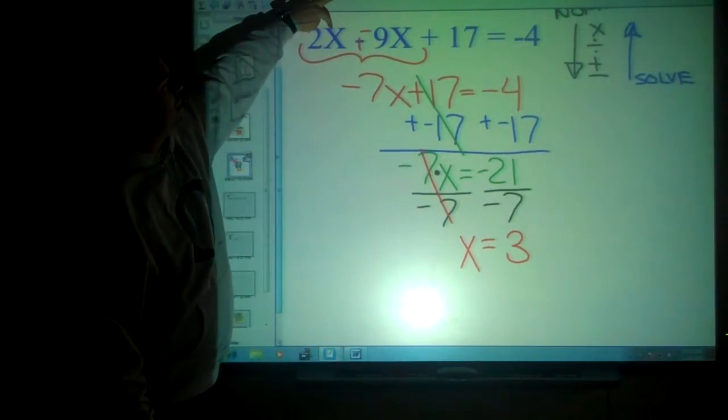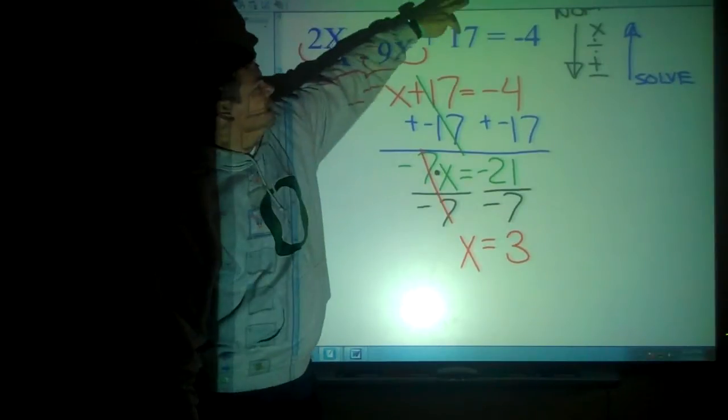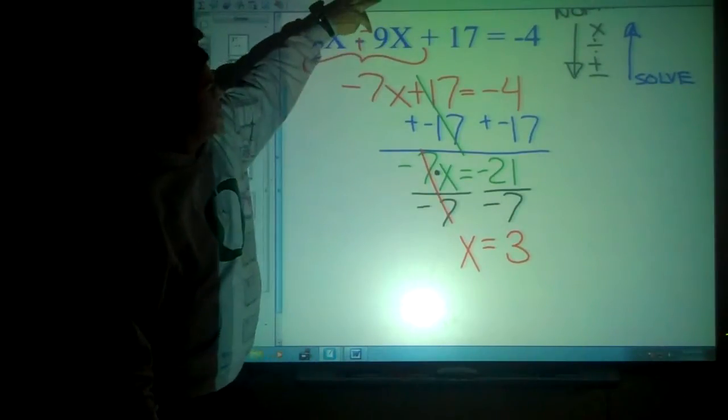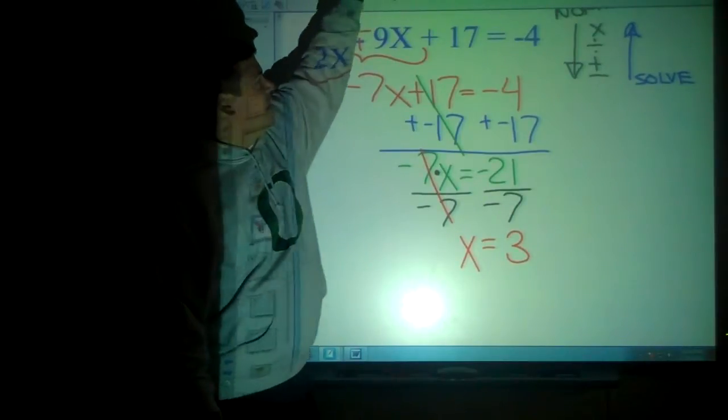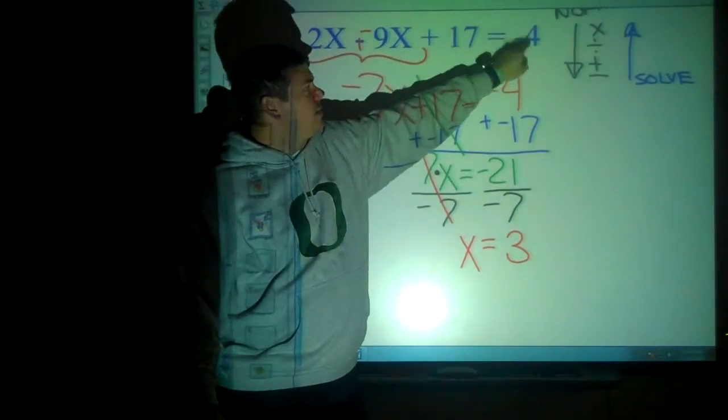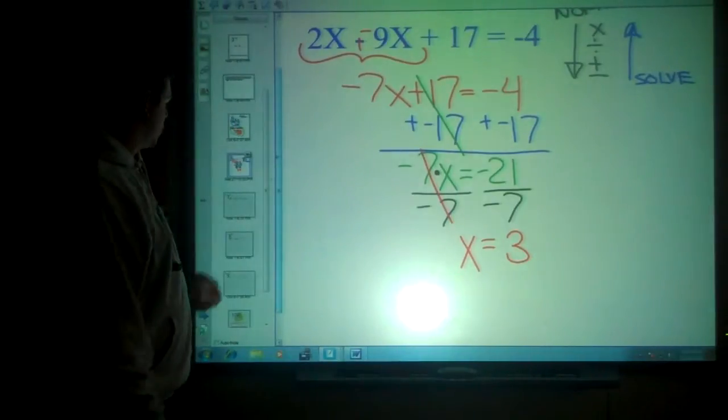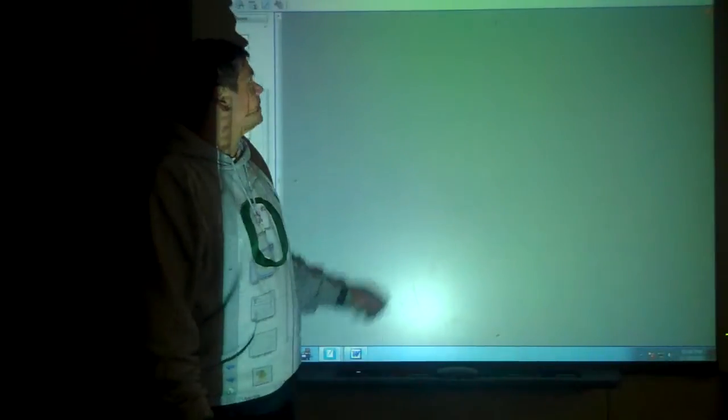What's 2 times 3? 2 times 3 is 6. What's 6 plus 17? That's 23. Negative 9 times 3 is negative 27. If you add negative 27 and then positive 23 together, you will get negative 4. It works in the original equation. That's how we know we're right.